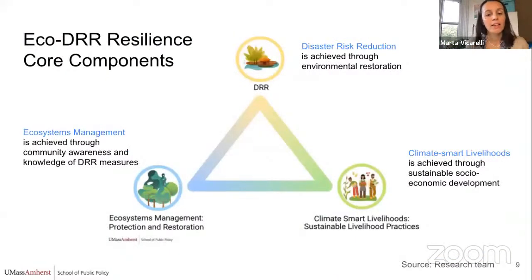Next slide, please. Our analysis for efficiency and equity was framed around this resilience triangle that you have already seen in previous presentations. There are three components of the Eco-DRR resilience approach: the disaster risk reduction approach that you see at the top of the triangle, the climate-smart livelihoods, which is achieved through sustainable socioeconomic development, and then on the left-hand side at the bottom, you see also ecosystem management. So we analyzed all benefits in light of these three components, and we assigned benefits to these three components.